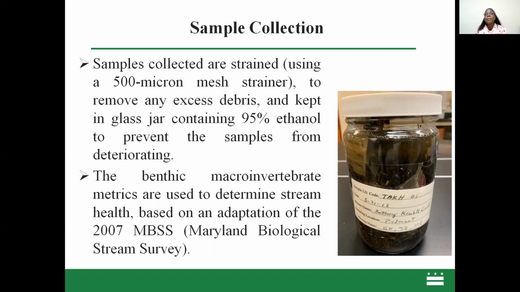Two waterproof labels are filled out, like in the picture here. One label is placed inside the jar and the other taped on the outside of the jar to ensure the label is properly secured. The benthic macroinvertebrate metrics are used to determine stream health based on an adaptation of the 2007 Maryland Biological Stream Survey.